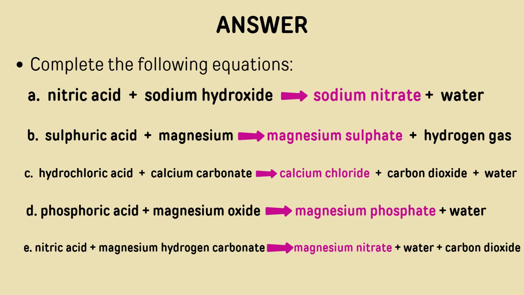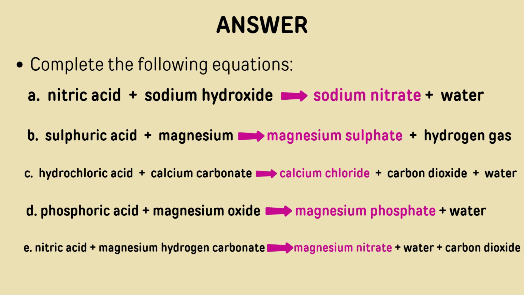Then we have hydrochloric acid plus calcium carbonate. Once you have a carbonate, you know you're going to get carbon dioxide and water coming off. And since we have hydrochloric acid, we know our salt is going to be a chloride and our metal will be calcium. Okay, so we have calcium chloride as the salt plus carbon dioxide plus water.